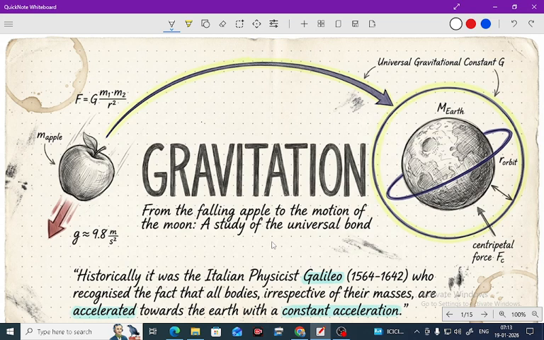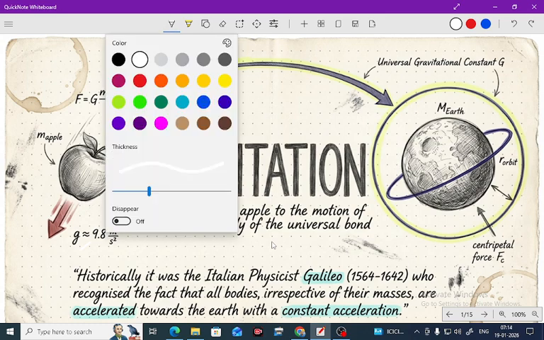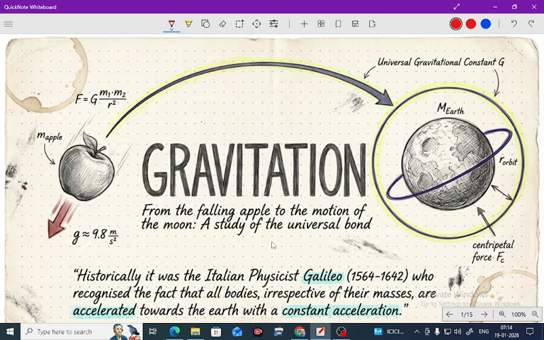Therefore, the gravitational force is F equal to G m1 m2 by r square, where G is the universal gravitational constant, m1 and m2 are the masses, and r is the distance between them. And what is small g? g is the acceleration due to gravity, which is equal to 9.8 meter per second square.